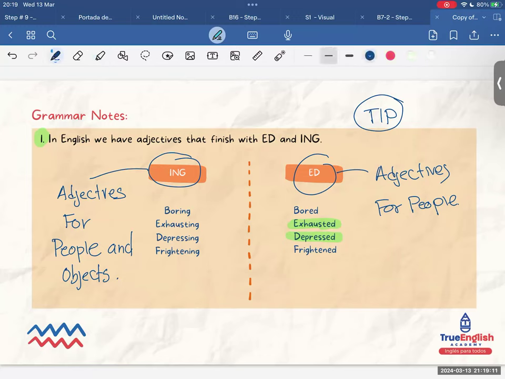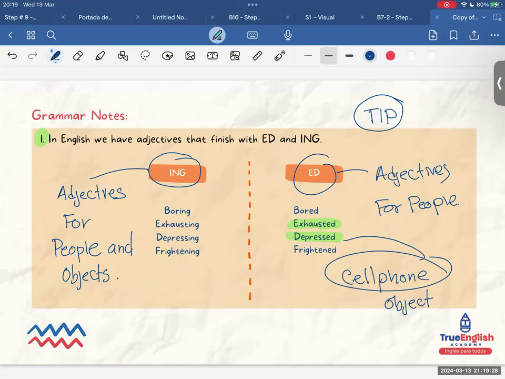Mi pregunta es, un celular, que es a cell phone, it's an object. Is it possible that the cell phone be depressed? No. Right? So the objects don't represent feeling. Remember, the ED represent feelings. Okay? Aburrido. El celular puede estar aburrido. Puede ser aburrido. Right? But no estar. ¿Sí, Jackie? Okay.